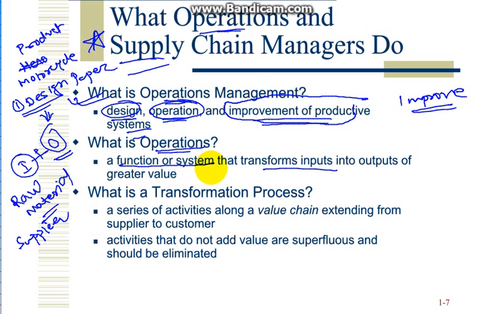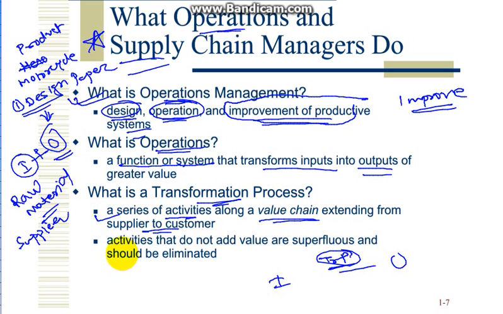So the function of the system that transforms input into output of greater value is nothing but the operations. Now, what is the transformation process? The transformation process is nothing but a series of activities that are actually done in order to produce a value chain for a customer. From input to output, there is a series of transformation processes which is done. It's nothing but a transformation process.